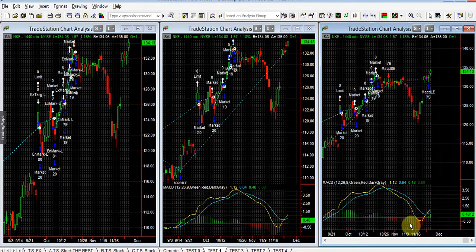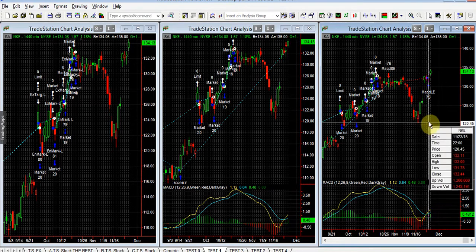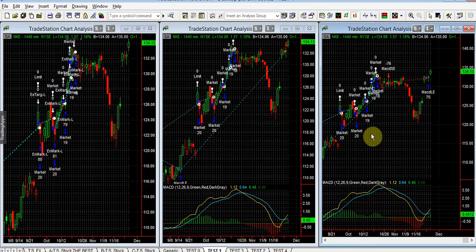You can even visualize it if you look at the histogram. The green part is a buying signal and the red part is a selling signal. Now you see here the green part is starting, meaning that from a MACD perspective we need to buy and to close the previous signal.